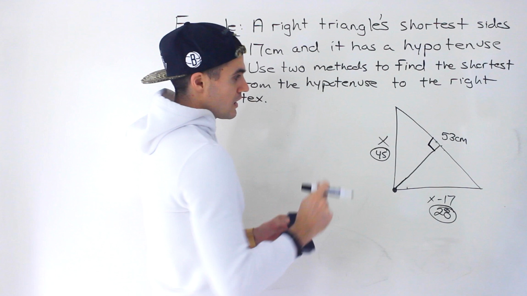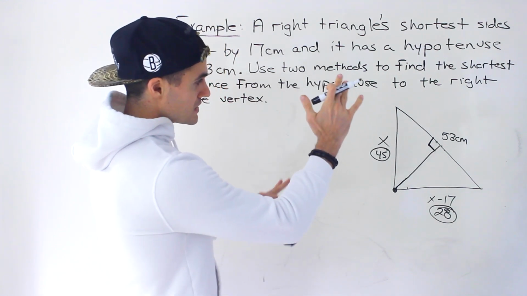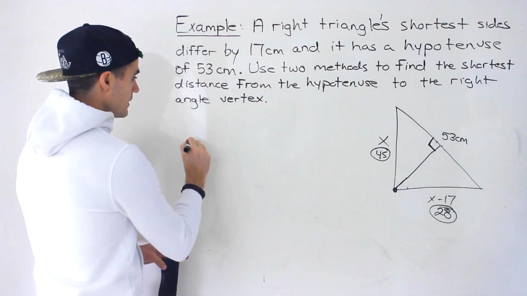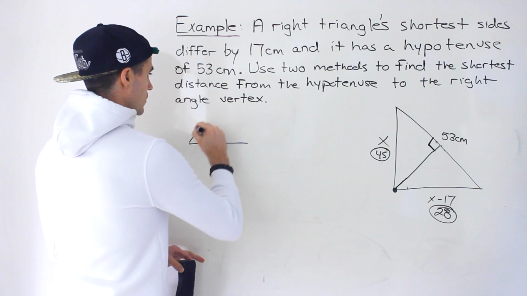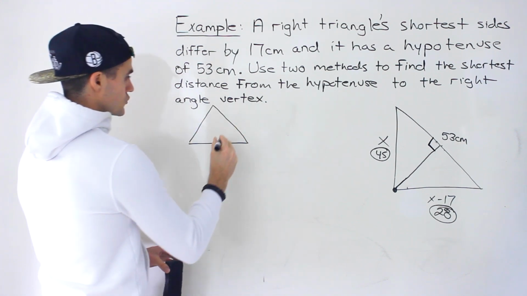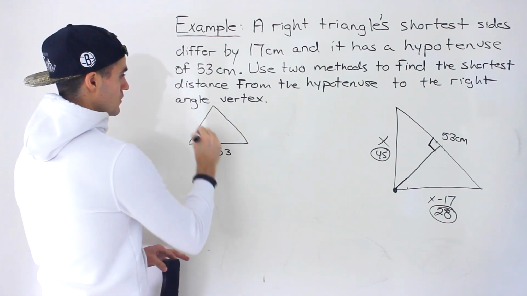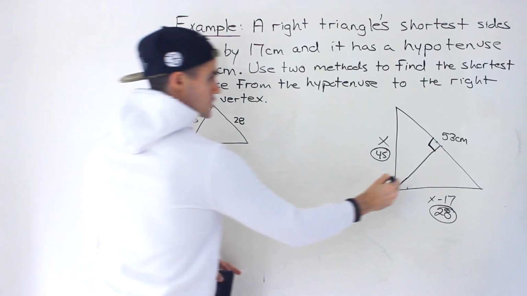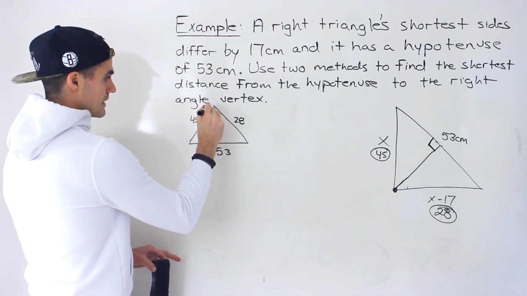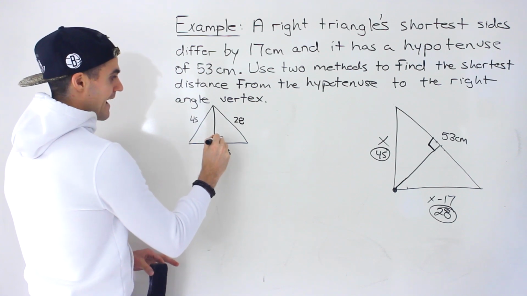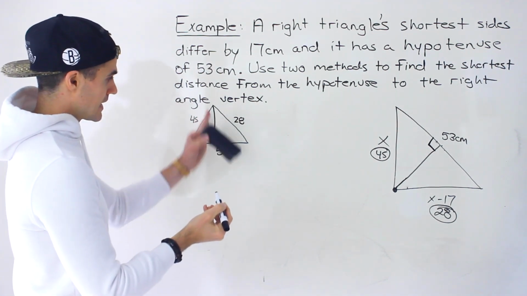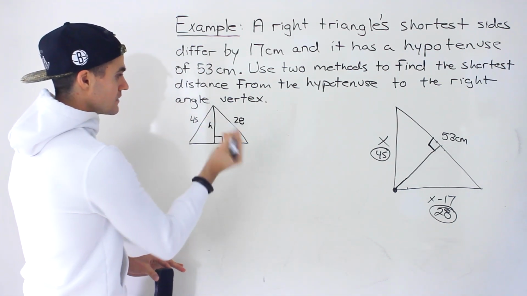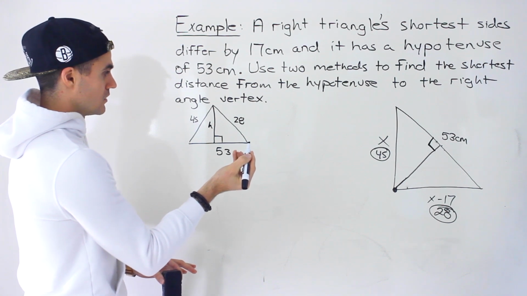Well, if you think about it, if we sort of take this triangle and if we rotate it, we would have a triangle like this. This would be 53. Let's say this is 45. This is 28. Well, the line that we just drew here is basically this line. And notice that that right there is like the altitude. It's like the height of the triangle.